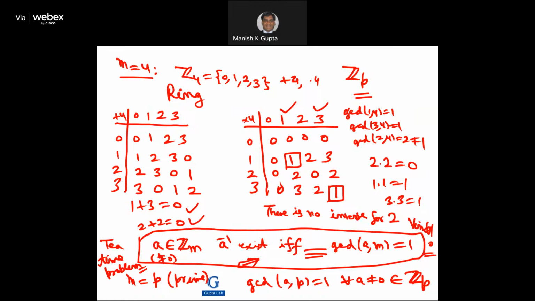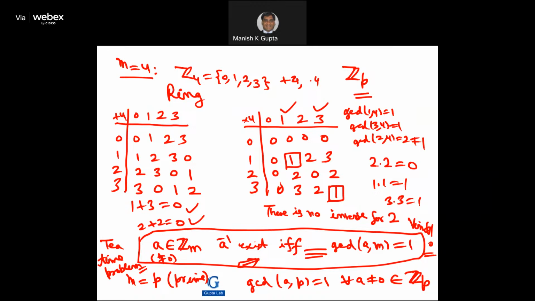So if you look at 1, 1 into 1 is 1. So 1 has an inverse, no problem. 2 has no inverse because 2 into 2 is equal to 0. So I cannot multiply 2 with any other number in the set such that I get 1. There is no such x such that 2 into x is equal to 1. This is not possible. So 2 is non-invertible. 3 has an inverse because 3 into 3 is equal to 1. So that is fine.